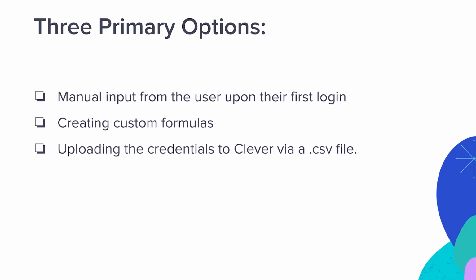There are multiple ways to do this. Today we're going to talk through the 3 more common ways. If you want more information on other options, check out our Help Center. The first is a manual input from the user upon their first login. The second is by creating custom formulas, and the third is by uploading the credentials to Clever via a CSV file.